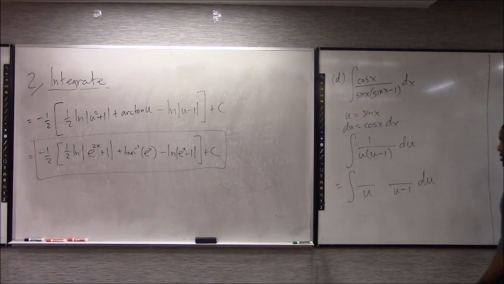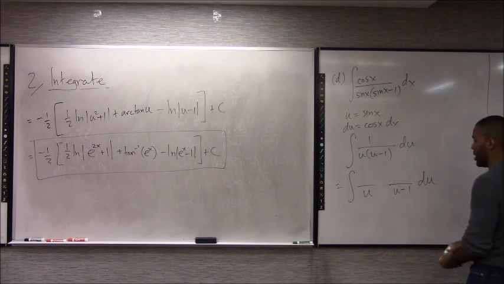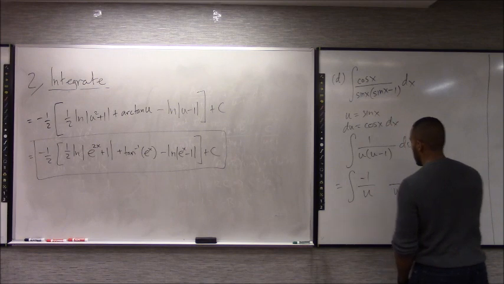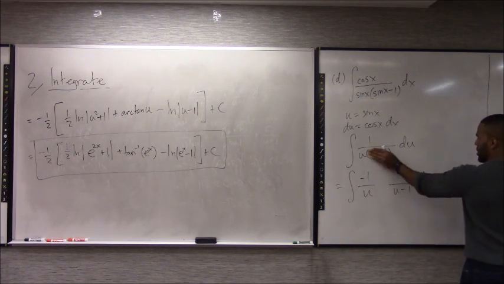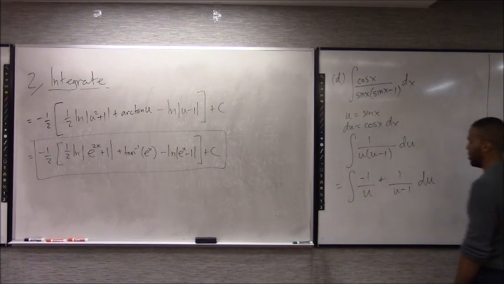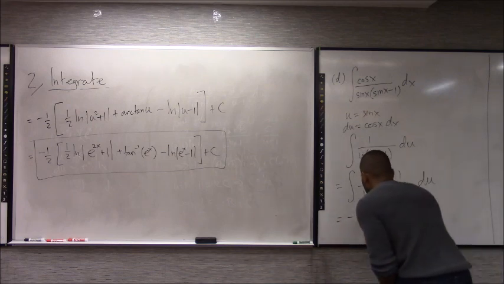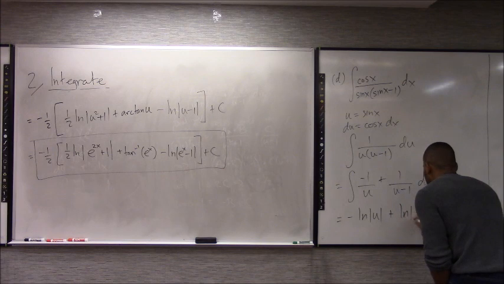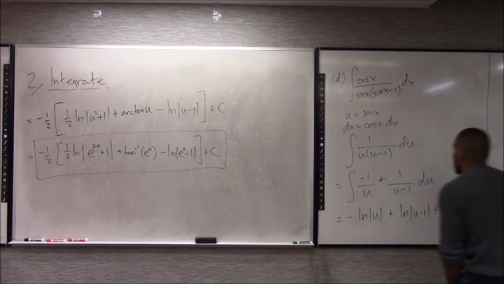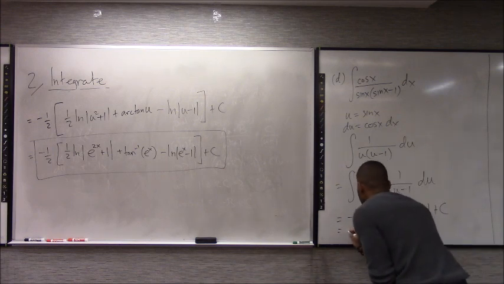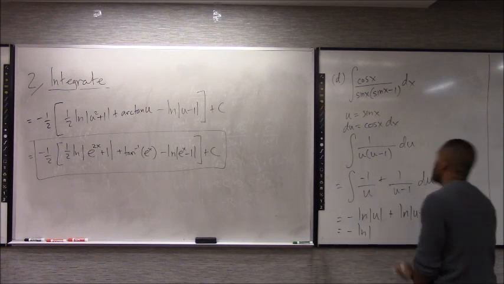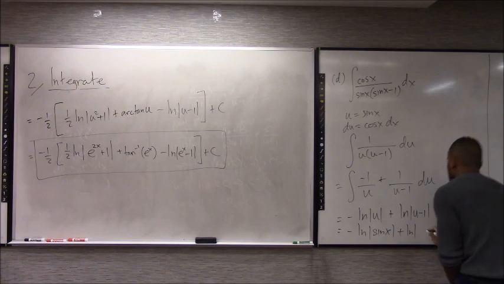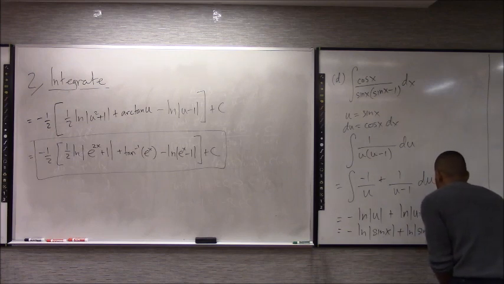Non-repeating linear factors, so I'm going to do the cover-up method. u equals 0 makes it 0, cover that up, plug in 0, minus 1. u equals 1 makes it 0, cover that up, plug in 1, plus 1. And that's a couple easy ln integrals right here. So we would have minus ln sine x plus ln of sine x minus 1 plus c.